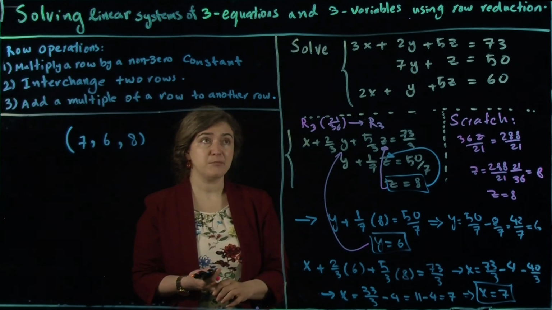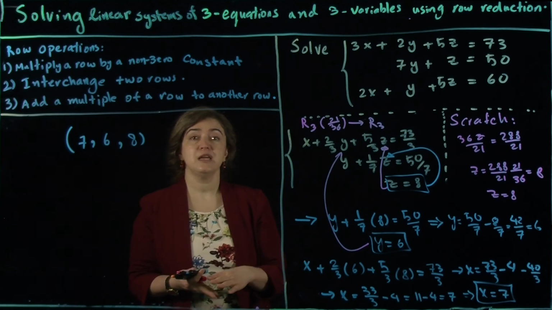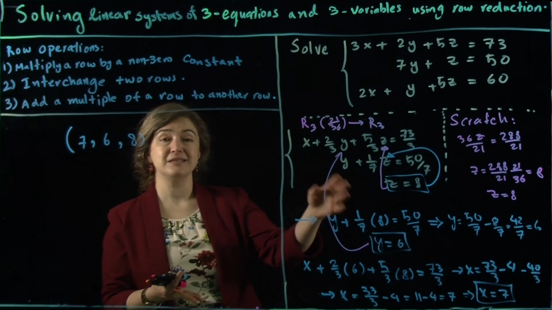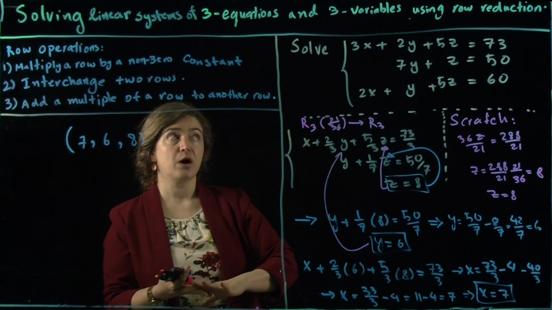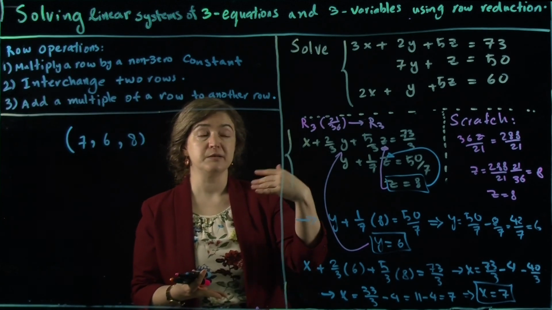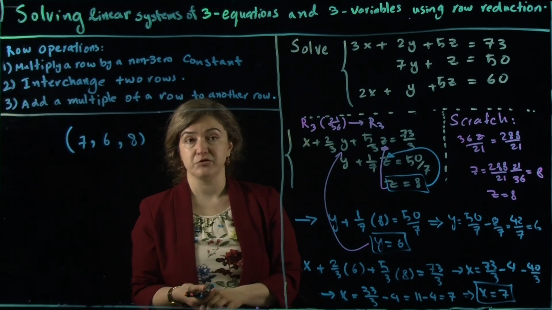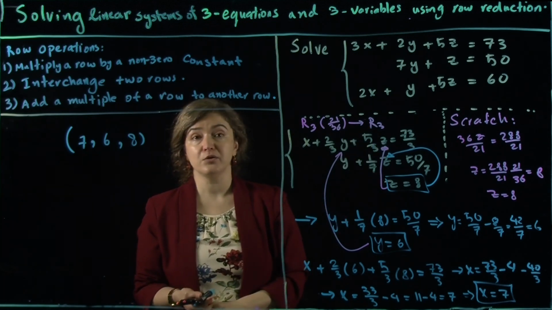I'm done with this example. What I want to come back to do is to show you that writing x, y, z is too much. So I'll introduce to you the matrices, and I'll redo this example using matrices and just doing the row reduction.